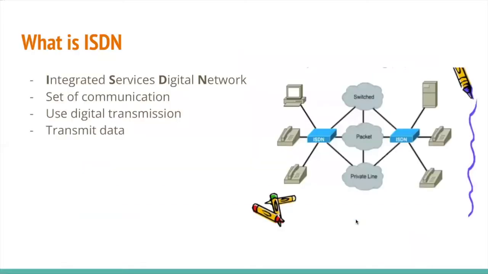What is ISDN? Well, it's an Integrated Services Digital Network and basically is a set of communication standards for digital phone connection and the transmission of voice and data over the digital line. So basically we have a set of communication that use digital transmission and you can transmit different kinds of data.